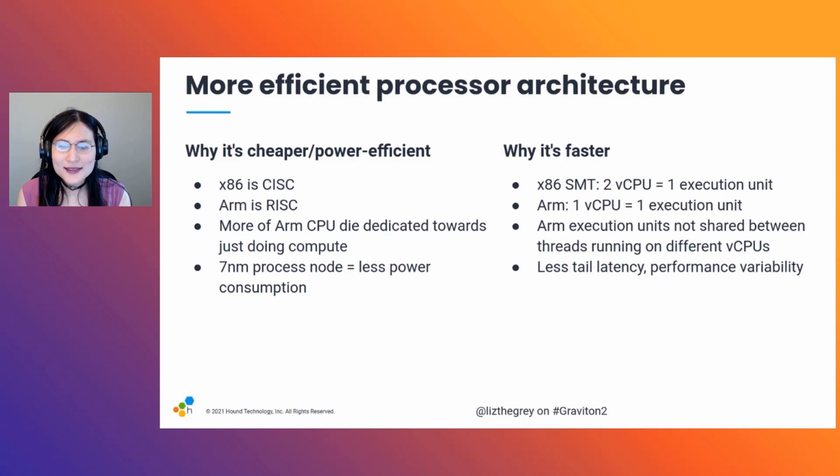With x86, you have simultaneous multi-threading technology, which results in 2 virtual CPUs, each having an independent decode unit, but sharing a single execution unit that they interleave. Whereas on ARM, there is no simultaneous multi-threading. One virtual CPU is one decode and execution unit. So there's no sharing of those execution units between threads running on different vCPUs.